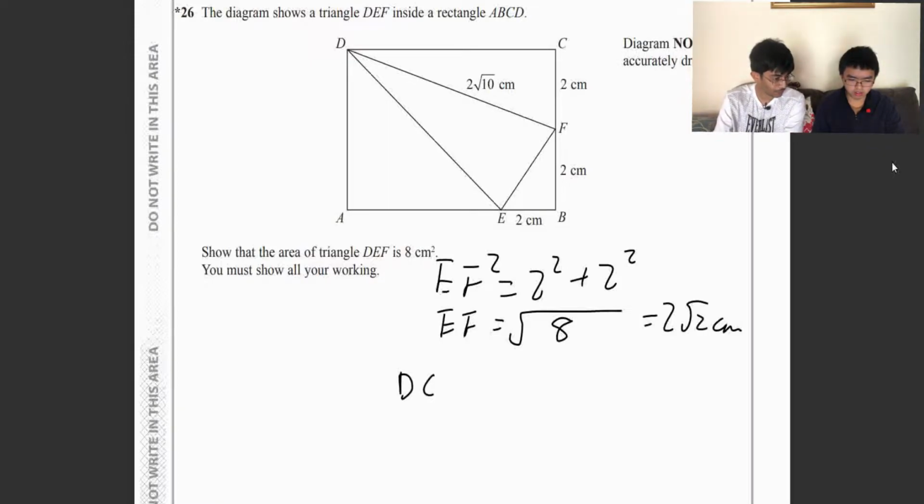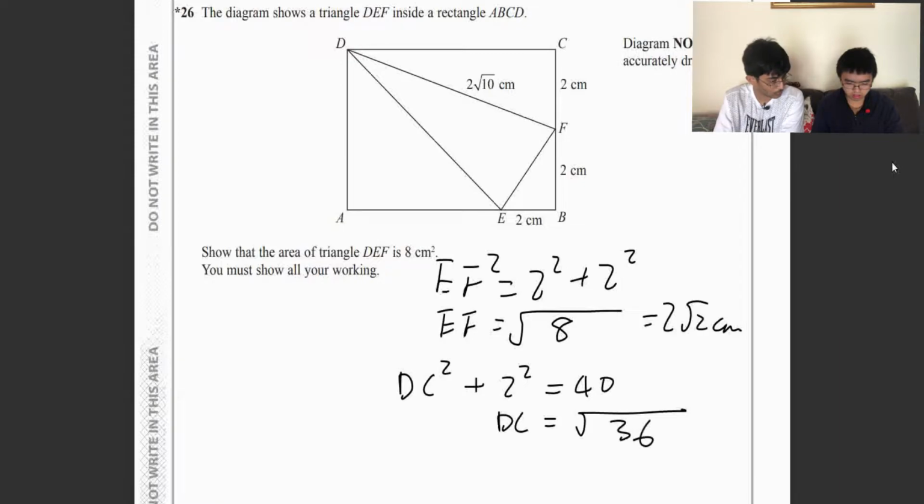Another observation is that you can work out what DC is using Pythagoras. So DC squared plus 2 squared equals 40. And so DC is equal to the square root of 40 minus 4, which is 36. So DC equals 6 centimeters. And we can label that there. So that means that this length is 4, because 6 minus 2 is 4, and then this length is also 4, and therefore we can work out what DE is.